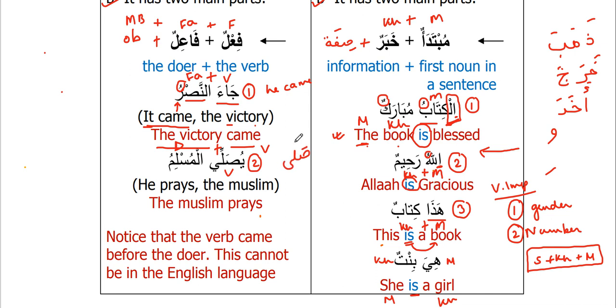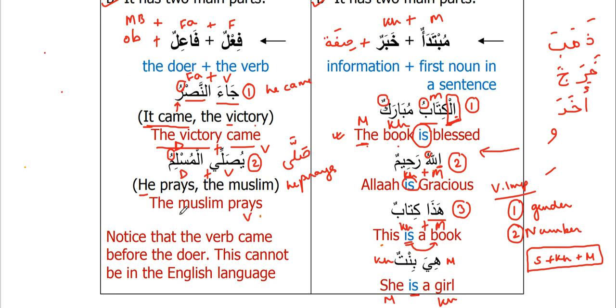He prayed. Now here, since the fa'il is a human being, it is translated as "he prays," and the verb is in the present tense, that means he prays. And what do we have to search for just after the verb? We will search for the doer, and the doer is the Muslim. How do we know? The dhamma tells us it is the fa'il position. So in English, the Muslim prays. The verb comes after; first comes the doer.